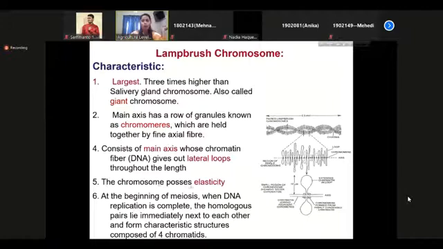Okay. The chromosome possesses elasticity. That means they can change their structure, stay that way for a long time, and after that change their structure again. At the beginning of meiosis, when DNA replication is completed, the homologous pair lie immediately next to each other and form a characteristic structure composed of 4 loops. That means before meiosis starts, replication starts and finishes. After replication, they have 4 chromatids, which stand side by side and start to make this structure: loop, chromomere, and ultimately the lampbrush structure.